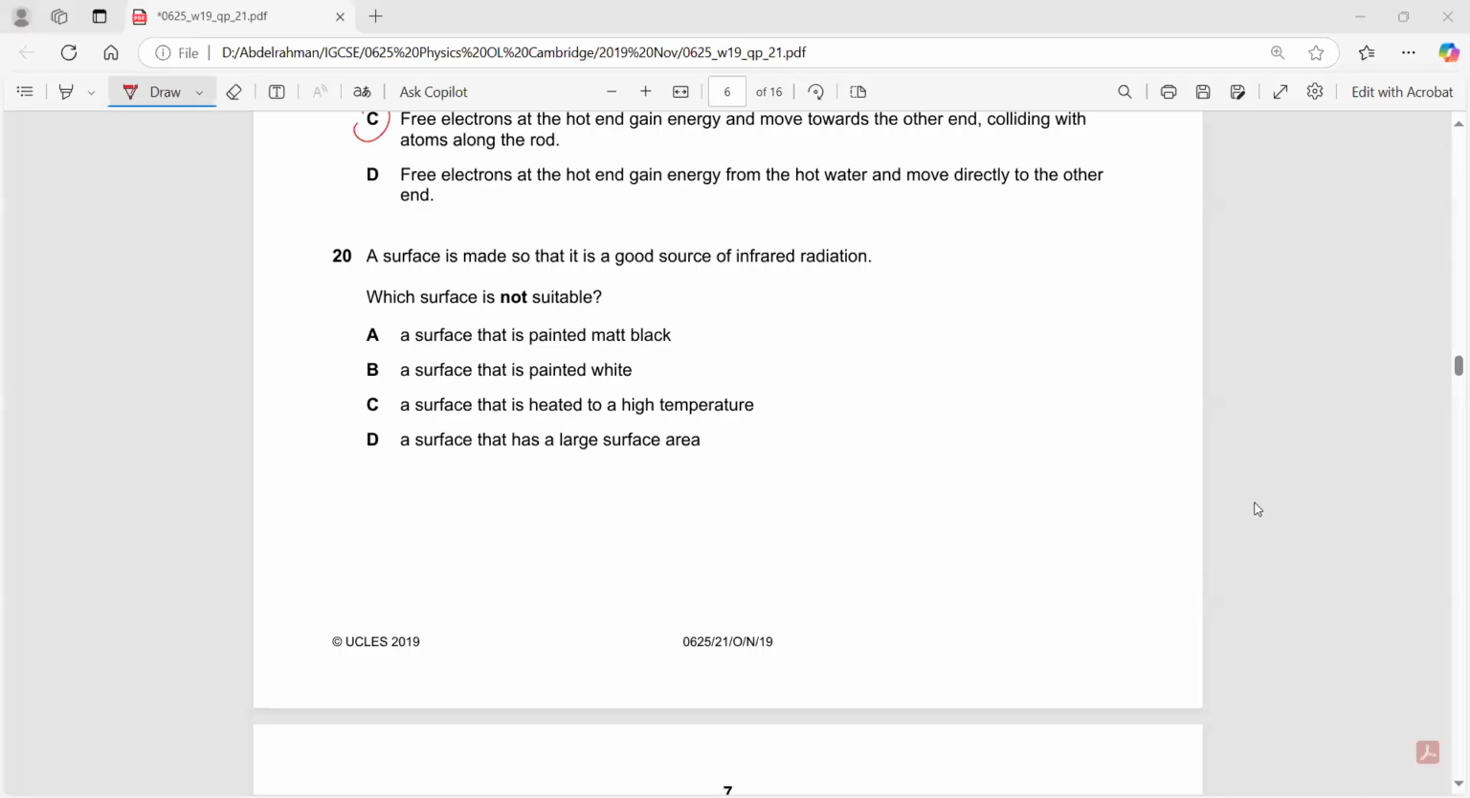A surface is made so that it is a good source of infrared radiation. Which surface is not suitable? A good source of infrared radiation. Good source. So the only poor source in these answers would be a surface that is painted white.